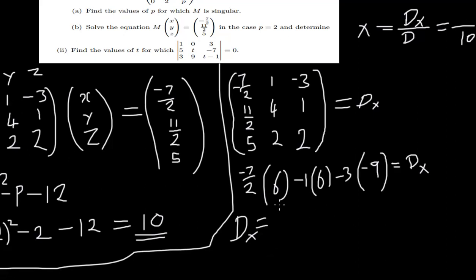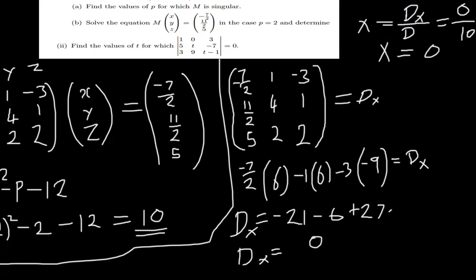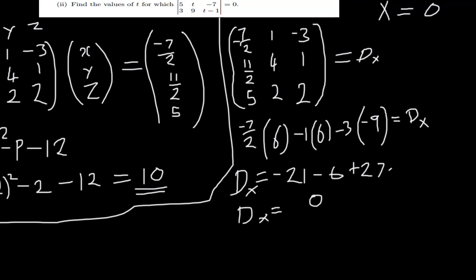So the dx here is going to be 6 times negative 7 over 2 times 6, you get your answer to be negative 21. And then when you multiply this, you get negative 6. When you multiply that, you get your positive 27. So when you add them, you get your answer to be 0. So when you put your 0 there, then find your value of x. Meaning our x is nothing but equal to 0. So we move on to finding y.